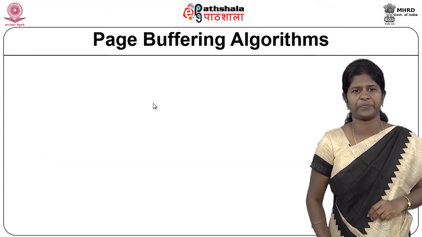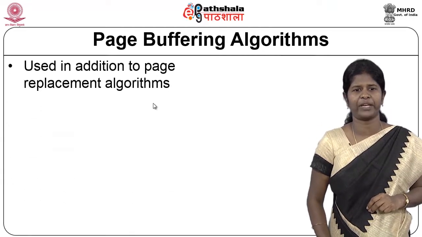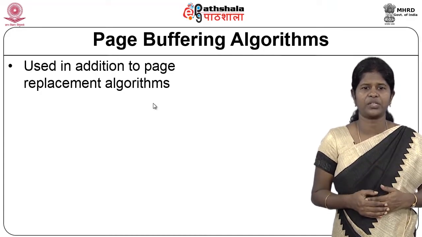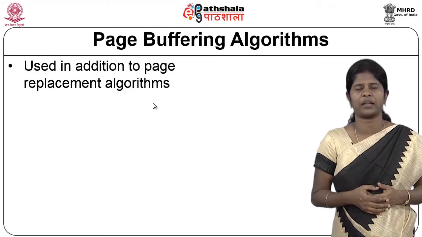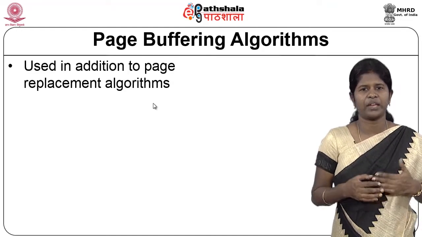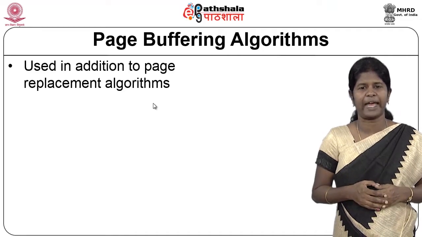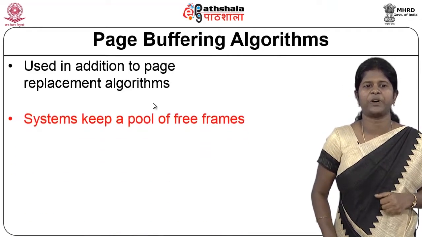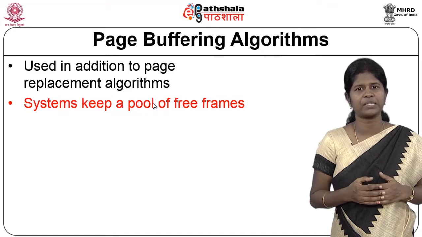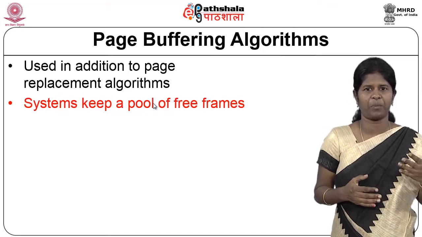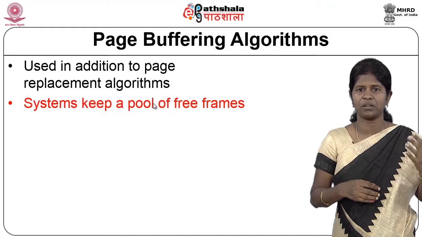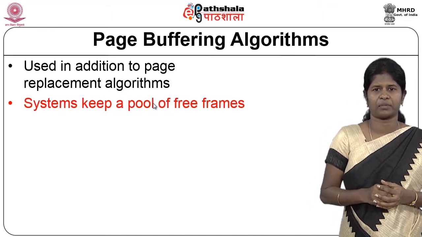And then you have page buffering algorithms. These page buffering algorithms are used in addition to the existing page replacement algorithms. So, you can use some kind of page replacement policy to choose the victim page. In addition to that, you can use these page buffering algorithms also. So, what is done in page buffering algorithms? The system keeps a pool of free frames. That is, you need to have a free frame in the physical memory into which you bring in your required page. And suppose if there is no free frame, you need to choose a page replacement policy.